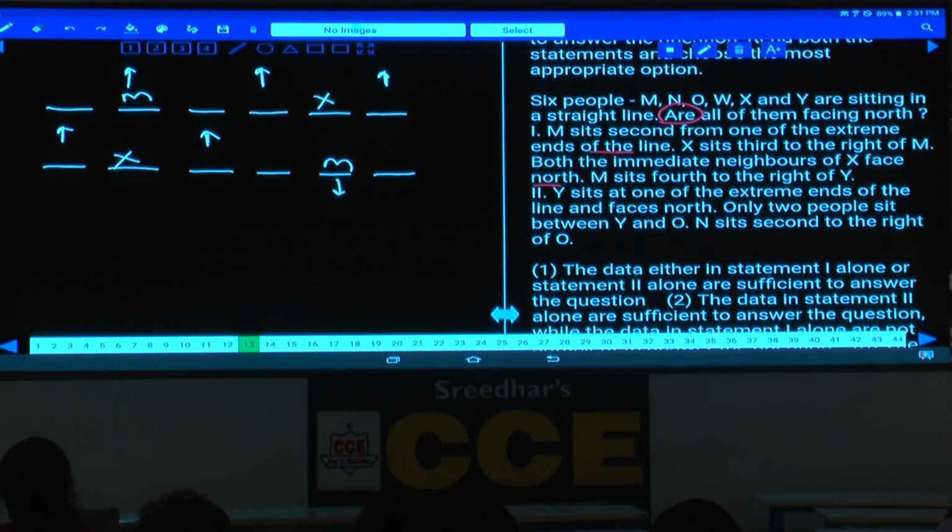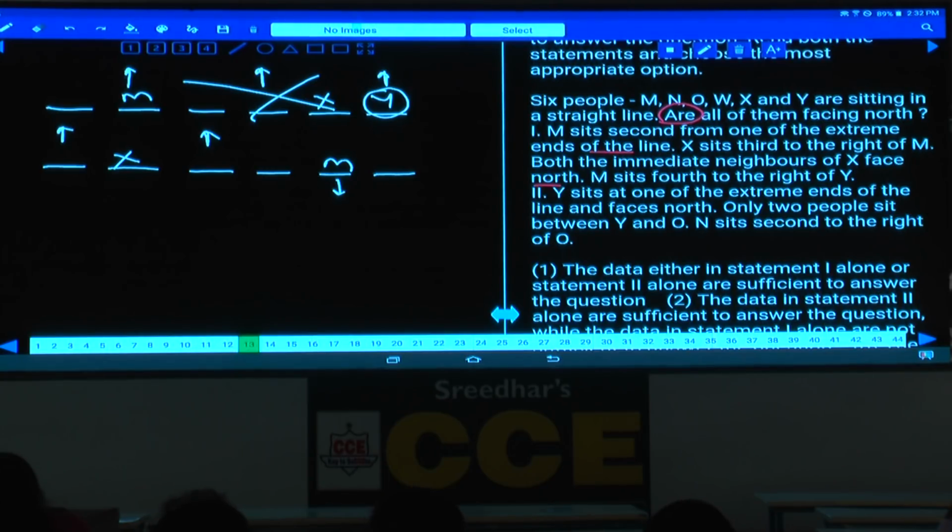M sits fourth to the right of Y. Hence Y must be here, isn't it? If Y is here, is this M fourth to the right or fourth to the left? Left. Hence this case is ruled out because the condition is invalid.